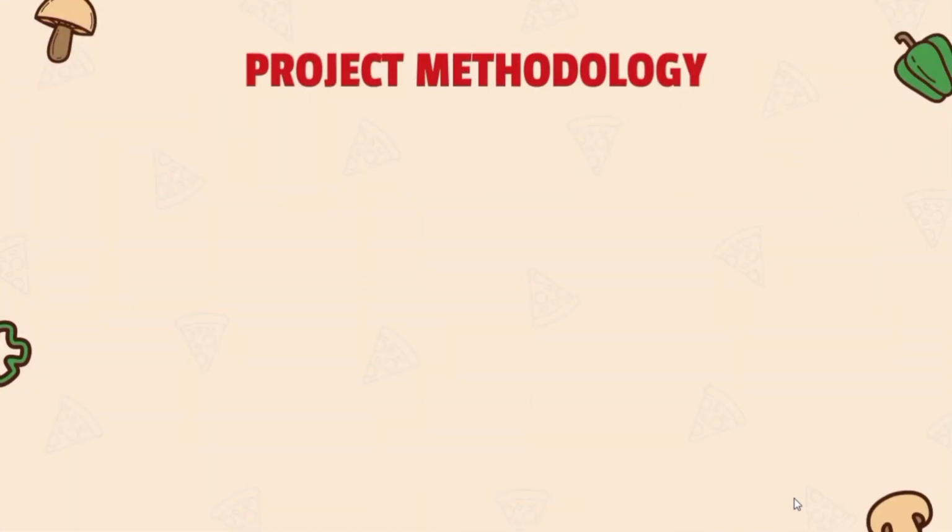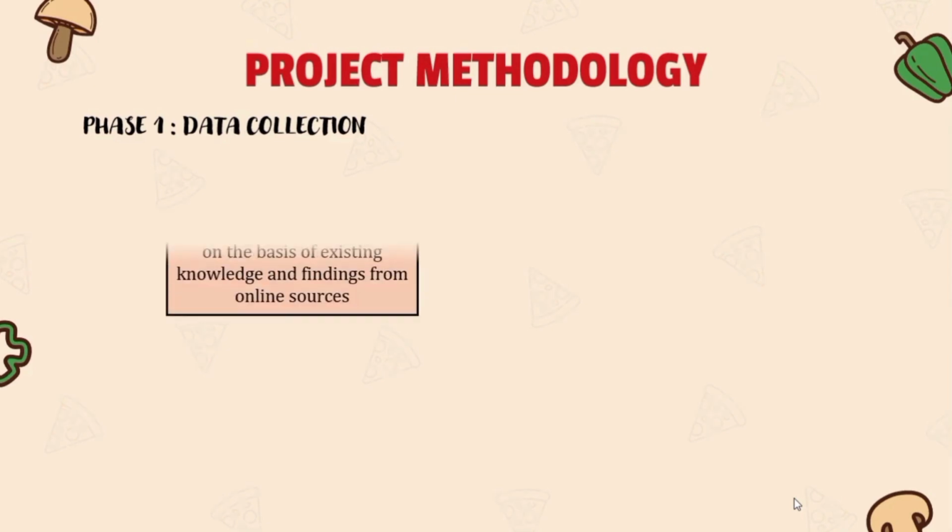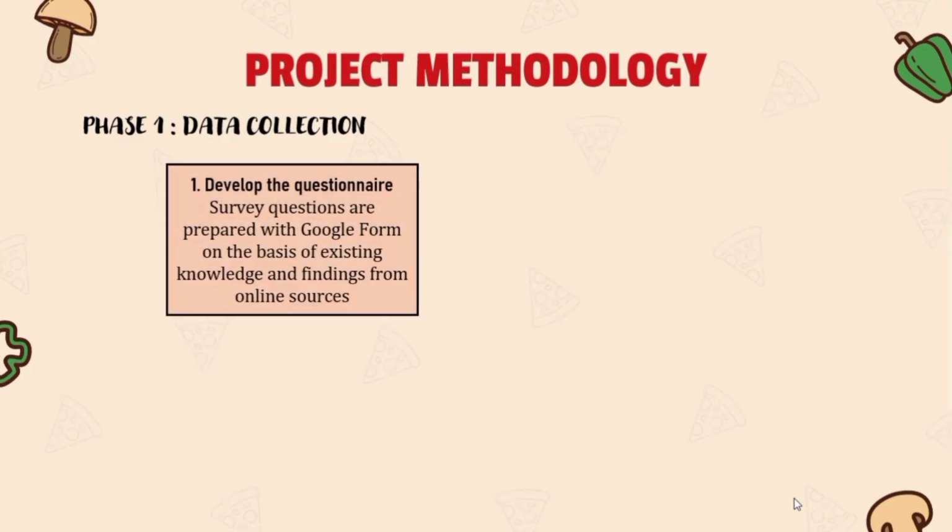The first phase is the data collection for the subjects that consists of 4 stages that we had followed in order to obtain our data. So the first stage is developing the questionnaire, where we had prepared the survey questions by using Google Form on the basis of existing knowledge and findings from online sources in order to assess the socio-demographic profile of the respondents.